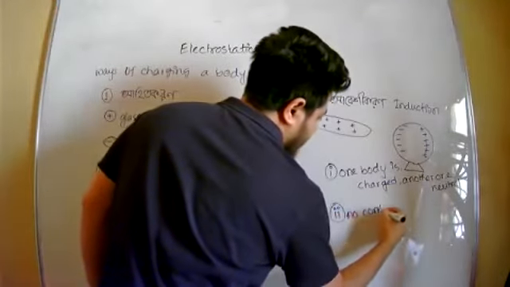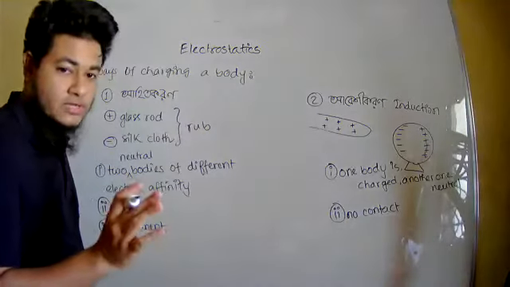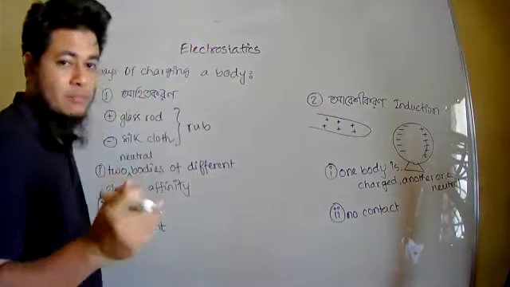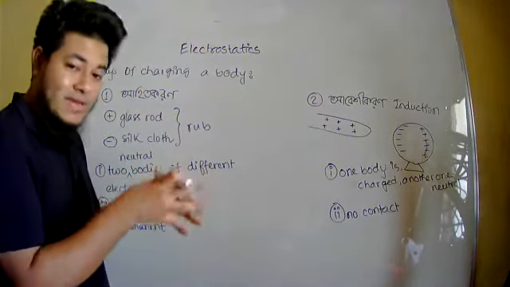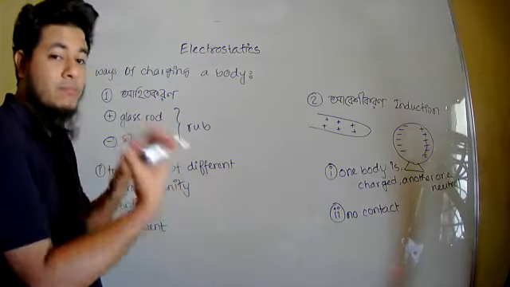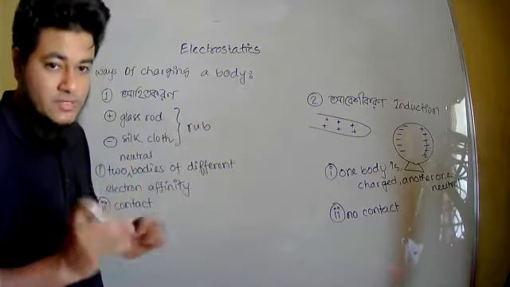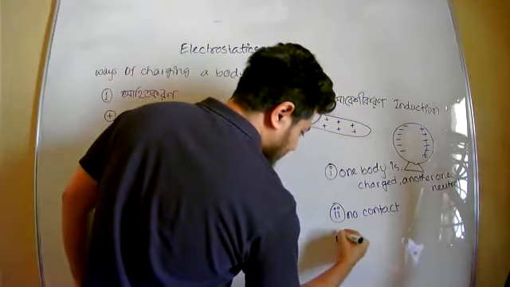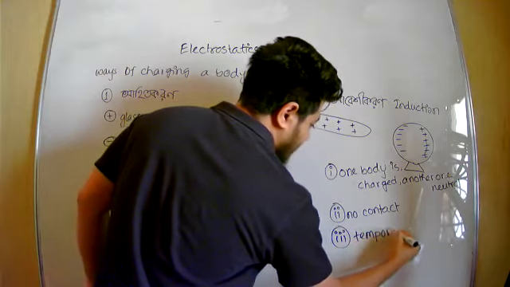No contact. See, in this one, there is no contact. I brought it closer, but I did not make the bodies come into contact with each other. If I make that happen, then there will be some electron transfer and there will be some permanent shift of electrons. But here, there is no permanent shift of electrons. And that brings me to the third point, that it is temporary. This charging is temporary.